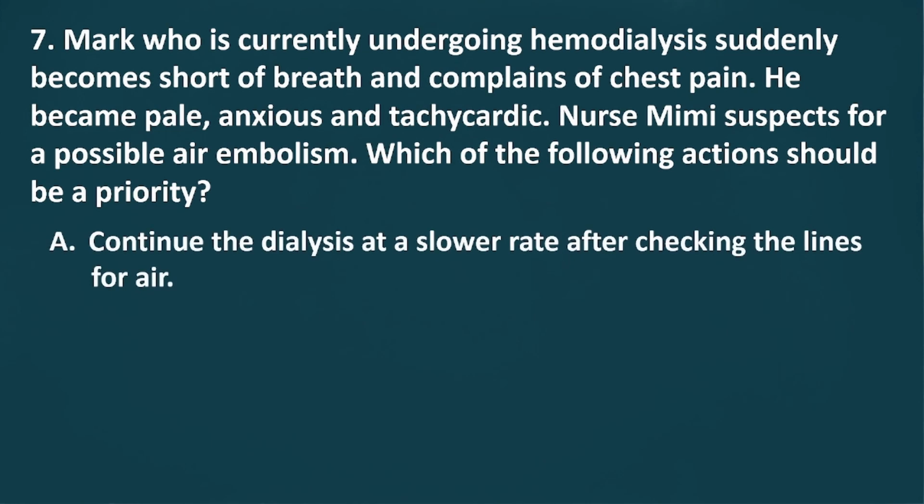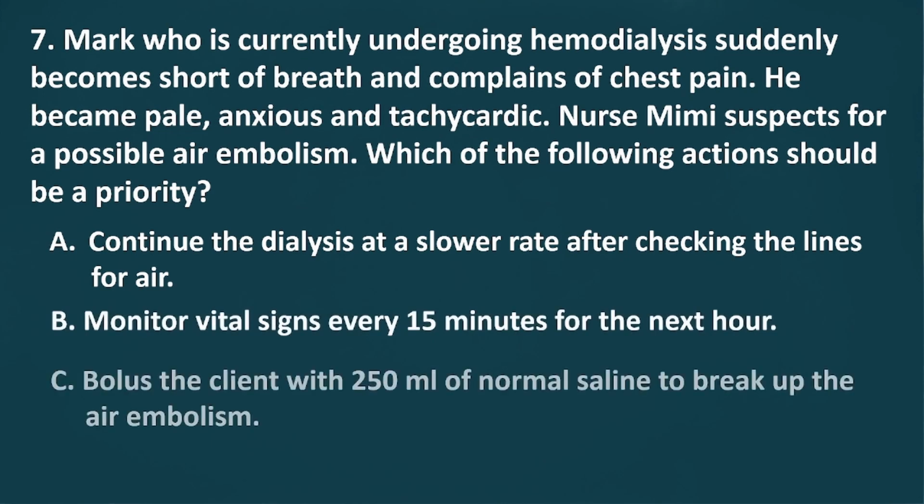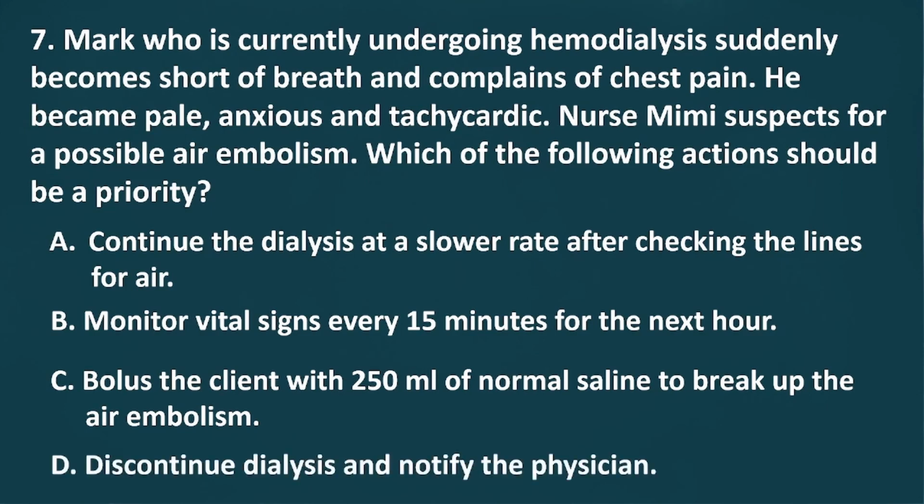A. Continue the dialysis at a slower rate after checking the lines for air. B. Monitor vital signs every 15 minutes for the next hour. C. Bolus the client with 250 milliliters of normal saline to break up the air embolism. D. Discontinue dialysis and notify the physician.